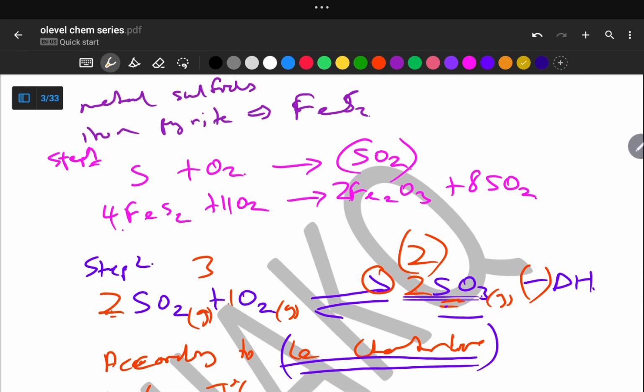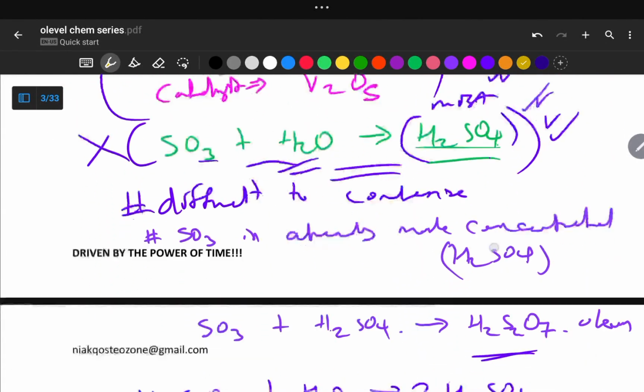And also remember that for the contact process, we are having a 99.5% yield, right? So this is the yield for the contact process, and the yield for the Haber process, we said, is 15%. So you must understand these industrial processes by heart.